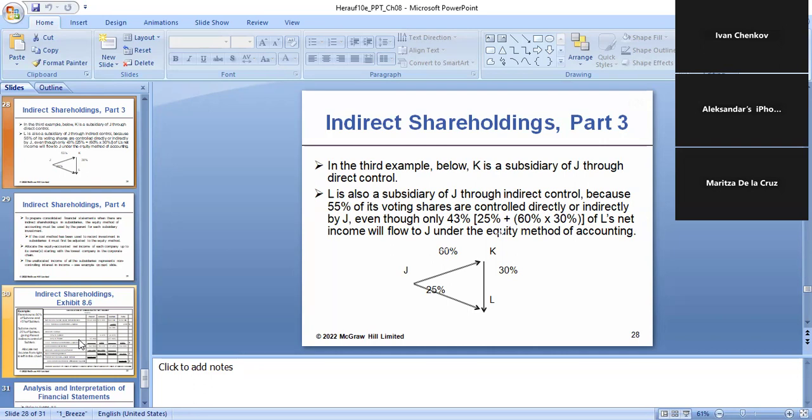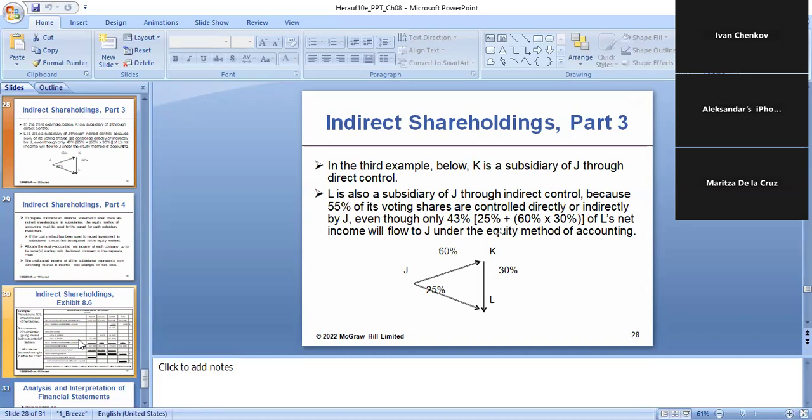Now, watch this. If we have to calculate how much J actually owns of L, it's going to be less than 50%, because J owns 60% of K and K owns 30% of L. So the 60% that we own from K times the 30% that K owns from L is going to give us a number, plus the 25% that we directly own from L, and it's going to give us a total of 43%.